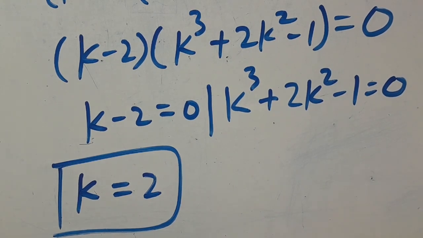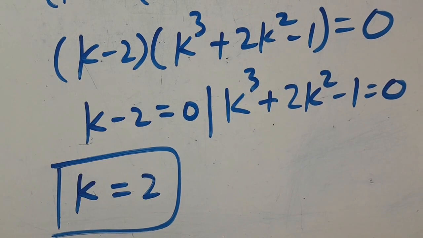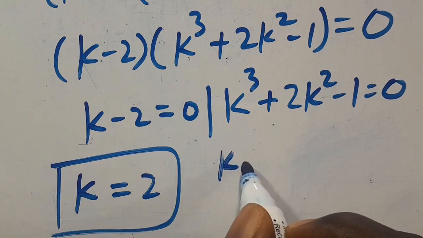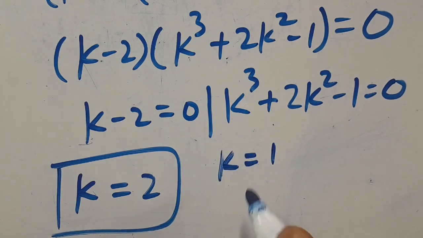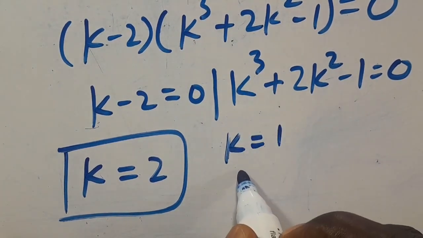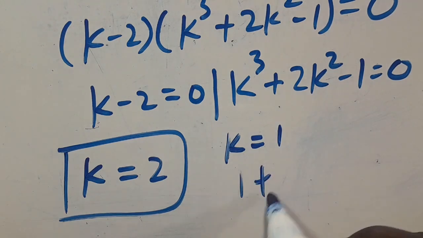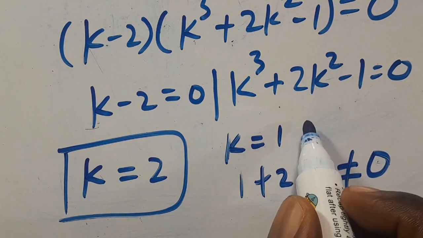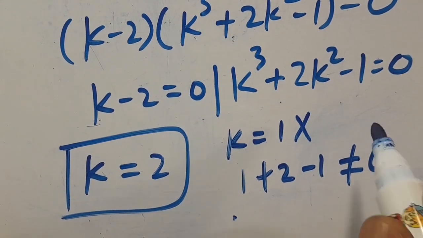Then, likewise from here, we have this to be equals this. Then let's use proof by inspection. When we inspect k, when k equals 1, from here we have 1, here will be plus 2 minus 1, and this does not equal 0. So we reject this.